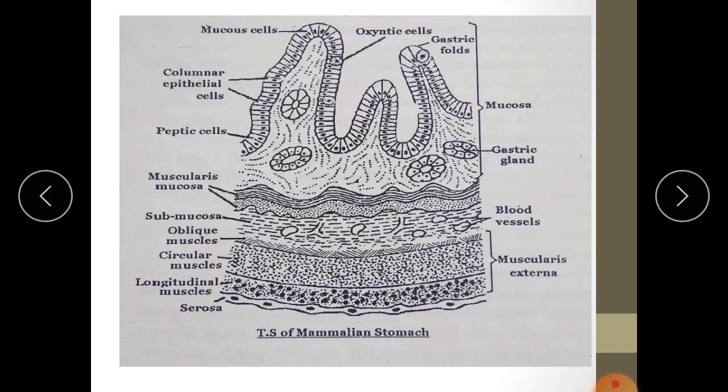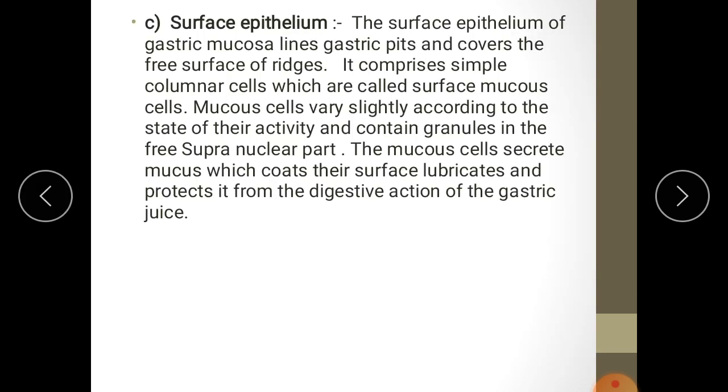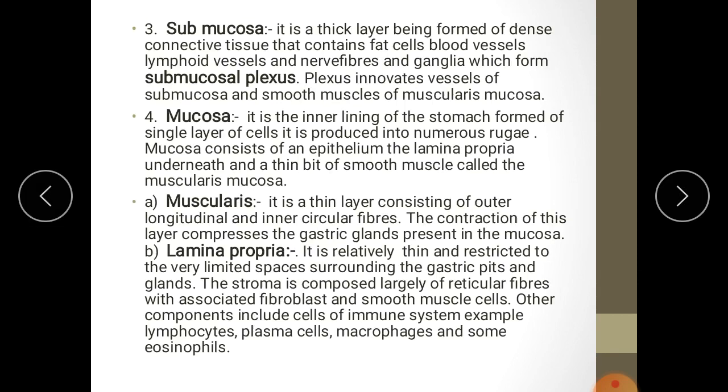So this layer is submucosa. Submucosa is made up of what? Blood vessels, lymph vessels, nerves, connective tissues. All these come here. The submucosal plexus innervates the vessels. Then mucosa.